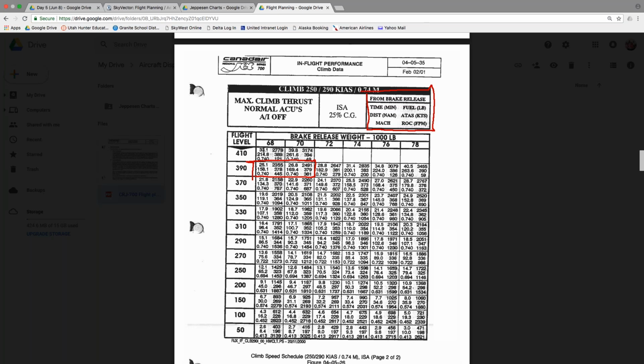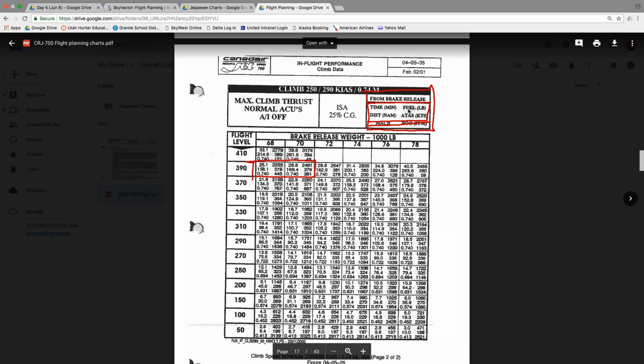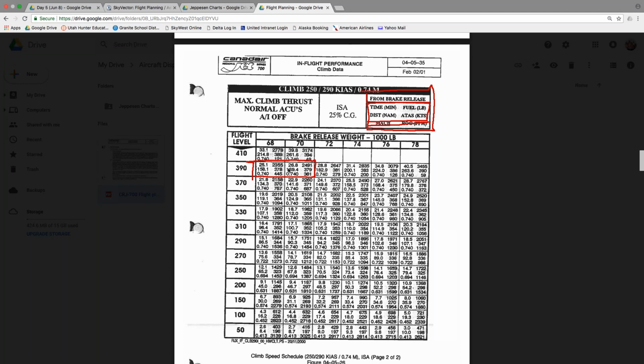So what information do we need to pull from this? Time, distance, fuel, and this right here. We don't worry about the Mach or rate of climb. Okay, so time, fuel, distance, and true airspeed. So our time, 25.1 plus 26.8, and then divide that by 2.